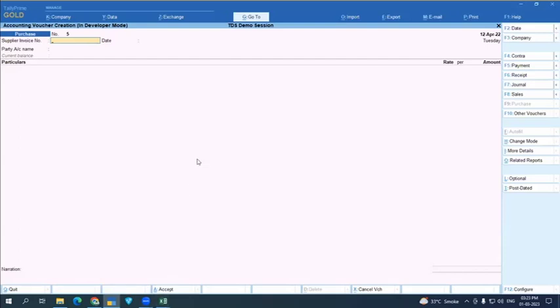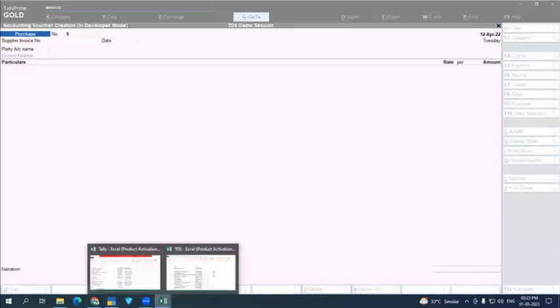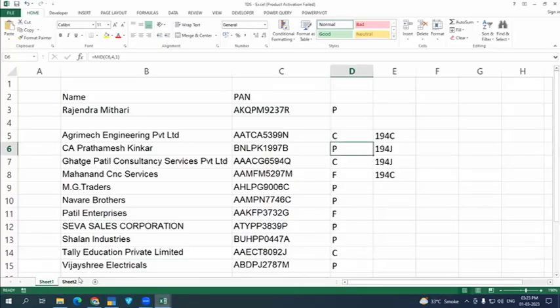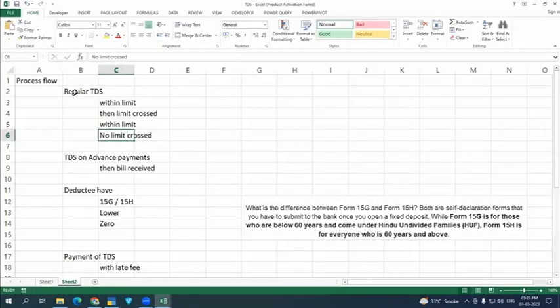Just wait. I have some chat messages, but I'm not taking these messages right now. I'm not taking so many examples, just two or three examples. So till here, we learned about regular TDS, within limit and after limit.